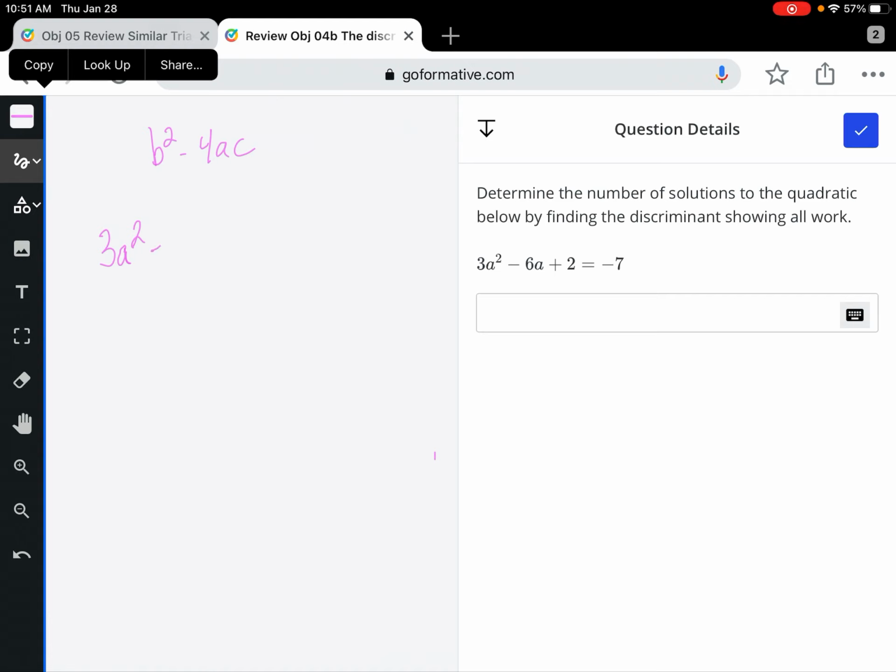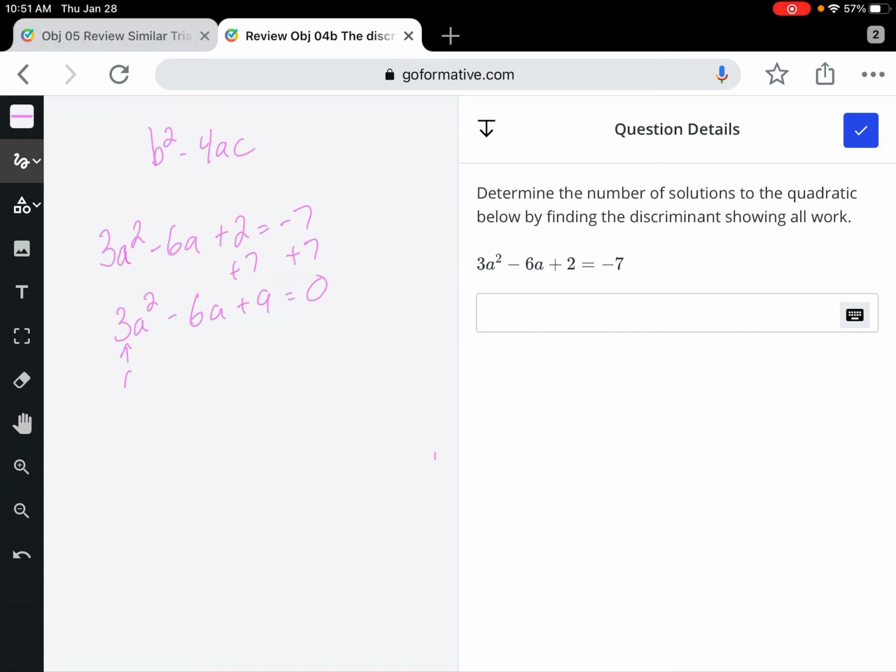The first thing you always have to do, so this is 3a squared minus 6a plus 2 equals -7, is make sure that your quadratic is set equal to 0. Whether it's the quadratic formula or this right here, you always have to set it equal to 0. Then you determine what a is, what b is, and what c is. In this case, a is 3, b is -6, and c is 9.